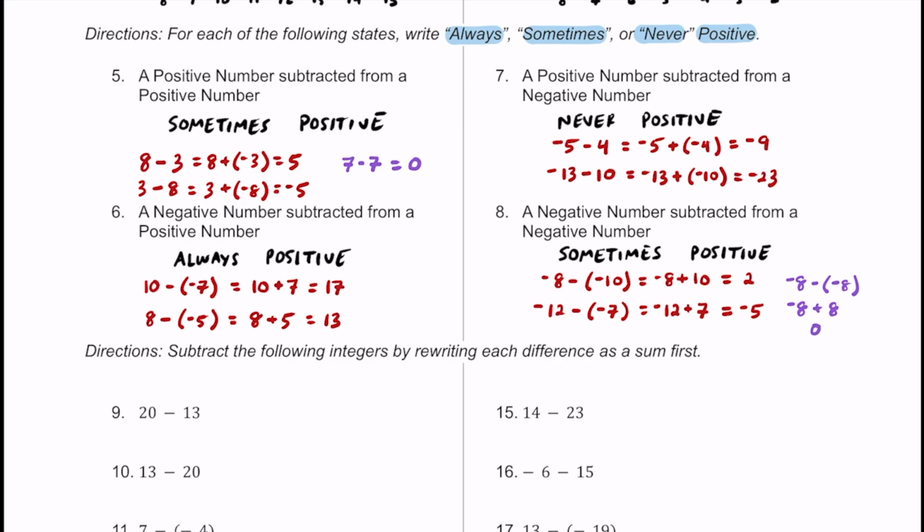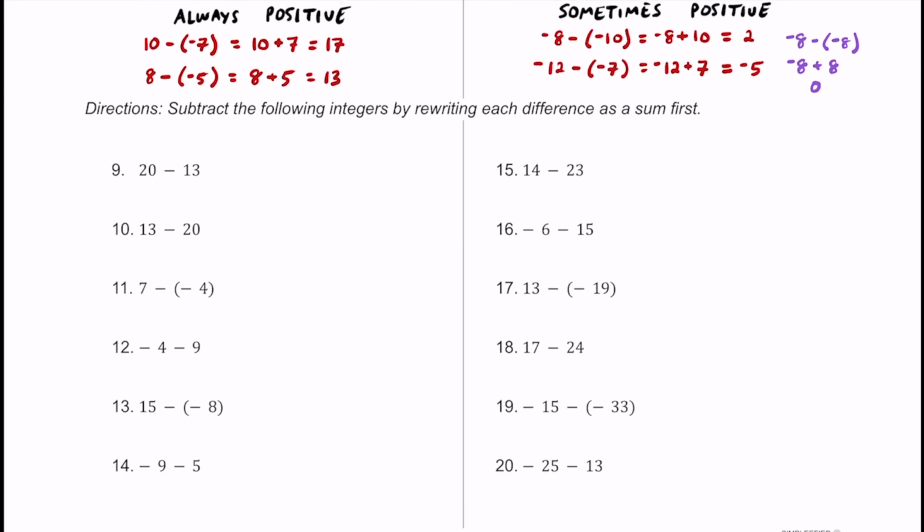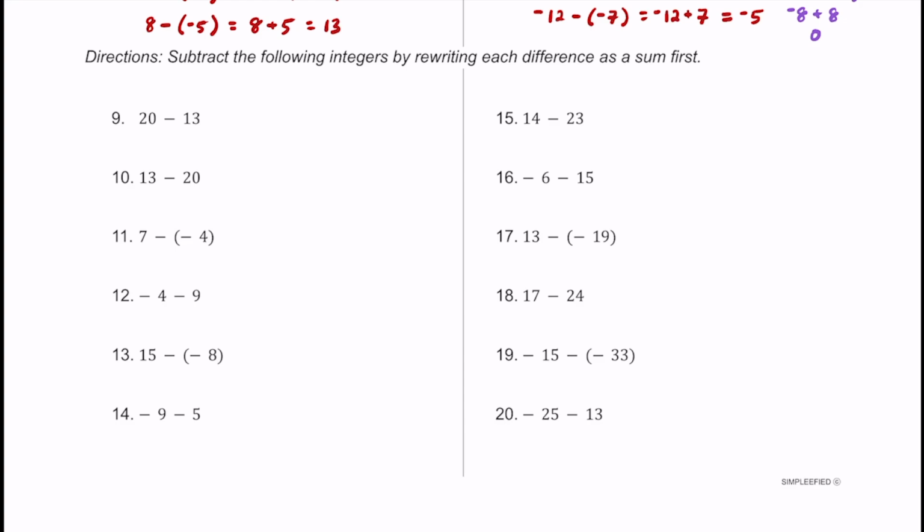That would equal 0. All right, let's try some problems where we're just going to go ahead and subtract and see how we do. To subtract though, let's make sure we are rewriting each of these differences, which are just subtraction problems. We'll rewrite them as a sum first. So we'll keep, change, and flip.